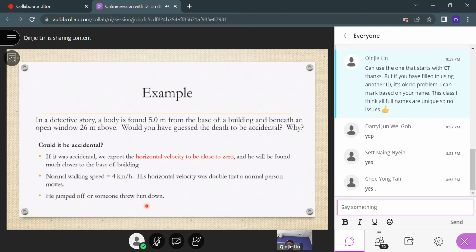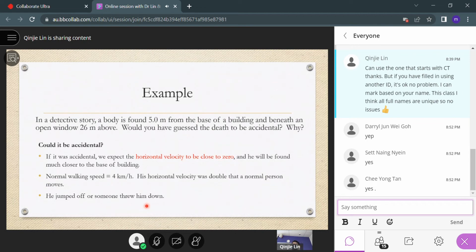No, definitely not. This is just an interesting example to show. If this happened to be a question, of course it won't be so easy, like two steps like that. But if you're going to get a question like that, they will ask you something very clear, like calculate the horizontal speed. They won't ask you, would you have guessed the depth to be accidental? This is too vague. This is just something interesting for y'all to think about.